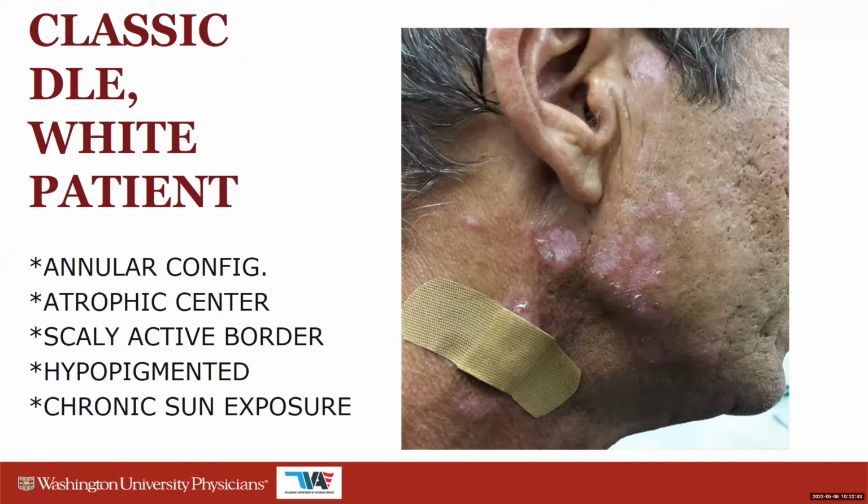This is a little more classic discoid lupus in a so-called white patient, although you can see this is like a good strong skin type 3, 3.5, if there were such a thing, darker skin. And these lesions are more typical. Annular configuration with atrophic centers, scaly active borders, and often hypopigmentation in white people. Chronic sun exposure is the key factor. It's not the only factor, but it is the major factor. So loss of pigment can happen in either.